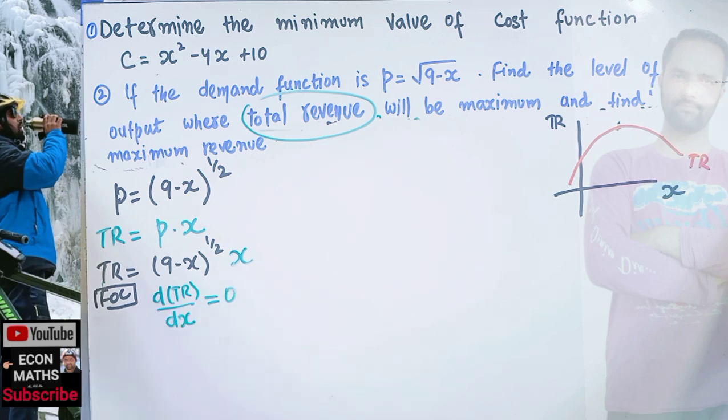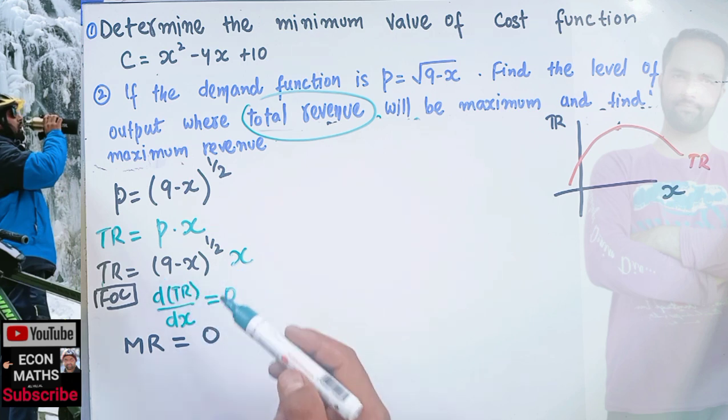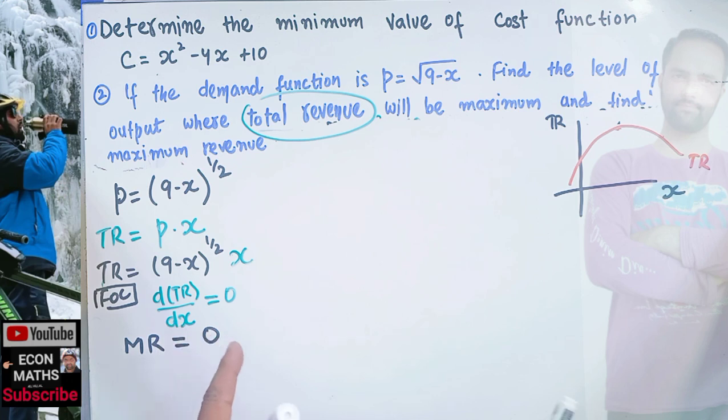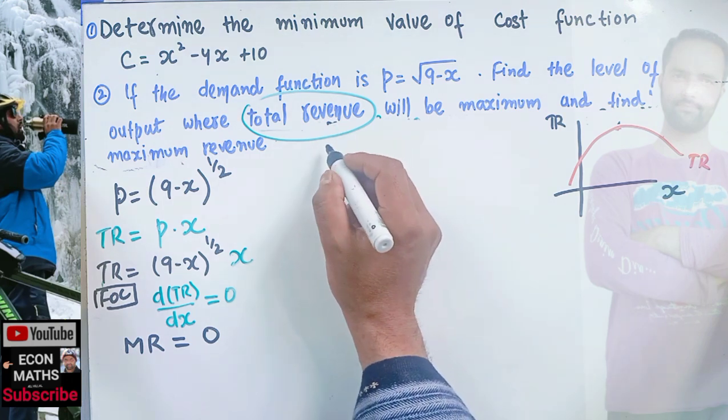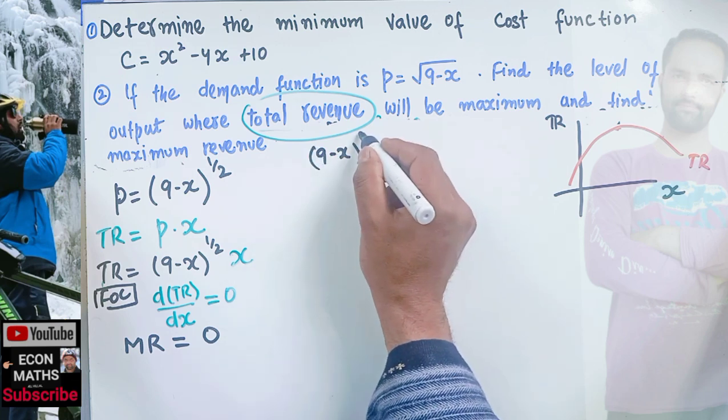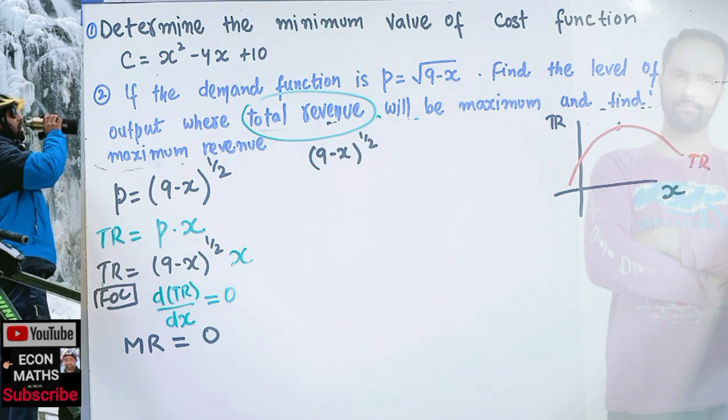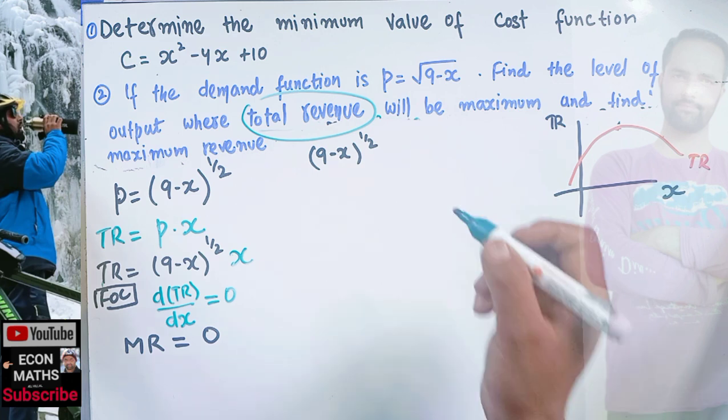Now the derivative of the total revenue function with respect to output, that means the first derivative of the total revenue function, is obviously marginal revenue, and it should be equal to 0. Now here you can see we cannot directly apply differentiation. We need to apply a rule, what we call the product rule. What exactly is the product rule? Let me write it here. We have 9 minus x raised to the power 1 upon 2, times x.